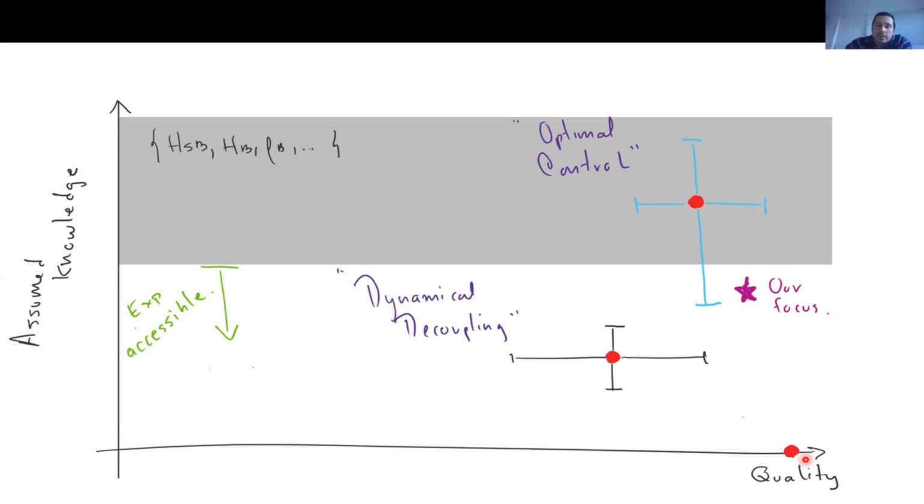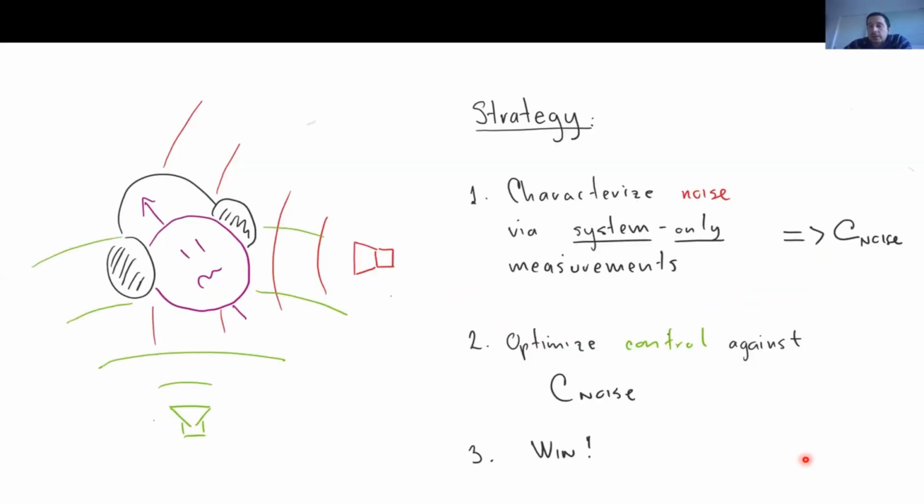And so this will be really our strategy, right? Our strategy will be to characterize the noise that is affecting our system by using only measurements and control over the system. And this is key, right? Because you can imagine that in the typical scenario we are applying our control here in green, and the noise is, of course, sending some other mixed signals. And our qubit is really confused at the beginning of the story.